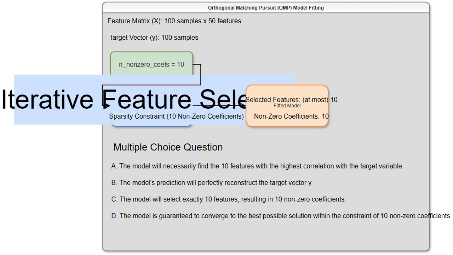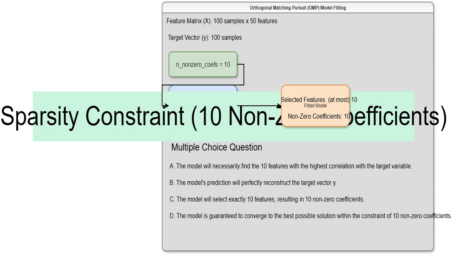The algorithm works iteratively. It doesn't look at all the features at once. Instead, it makes choices one feature at a time, based on what helps best at each step. It is like searching a huge maze one step at a time. I'm forcing the model to be simple, using only 10 features. This constraint leads to a solution with at most 10 non-zero coefficients in the final equation that predicts income.